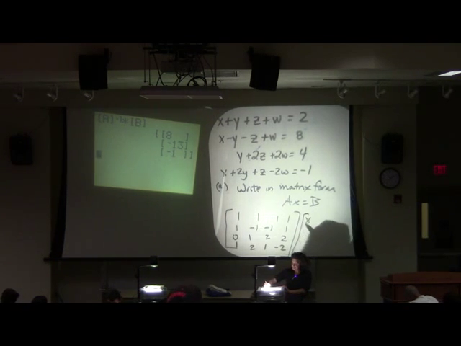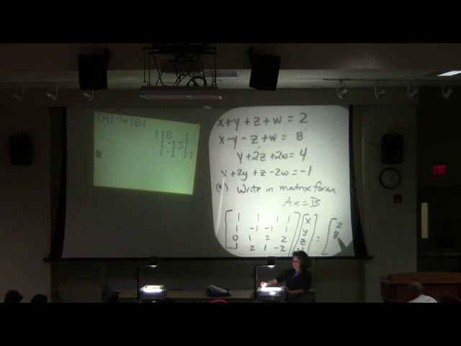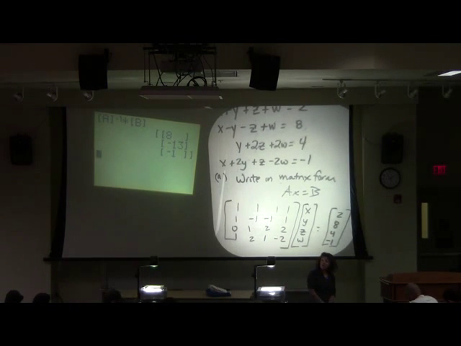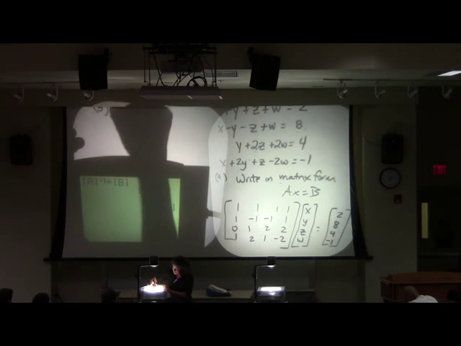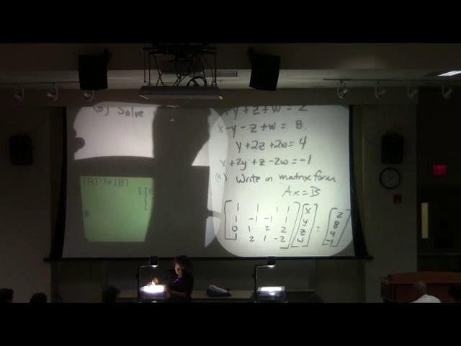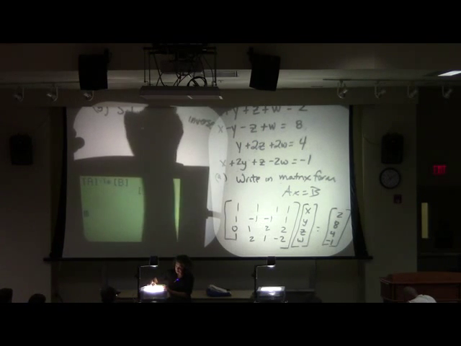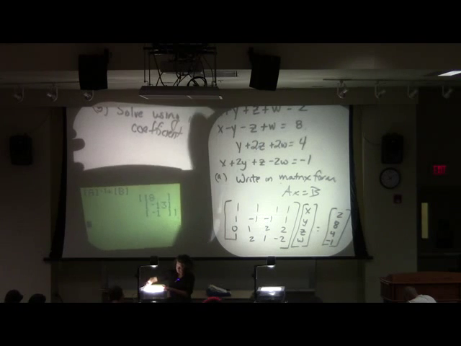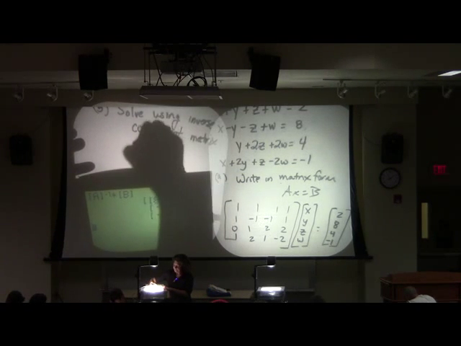Okay, my matrix X is X, Y, Z, W. And what is my matrix B? 2, 8, 4, negative 1. Any questions on that? All right. Now, you might wonder how would your other part be worded? What I would say is solve using your inverse coefficient matrix. That's longhand for, hey, do A inverse times B.